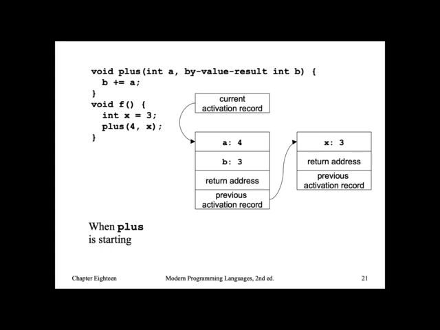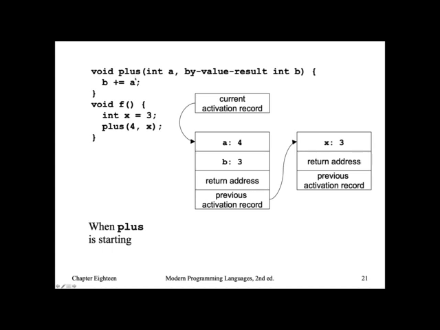So here's an example. Here we have a function f, and then we have a function that's going to be called plus. Function f has a local variable called x, which is assigned the value 3. This is the activation record for function f. Then it makes a call to plus. It passes the value 4, and this variable x is what it passes in.